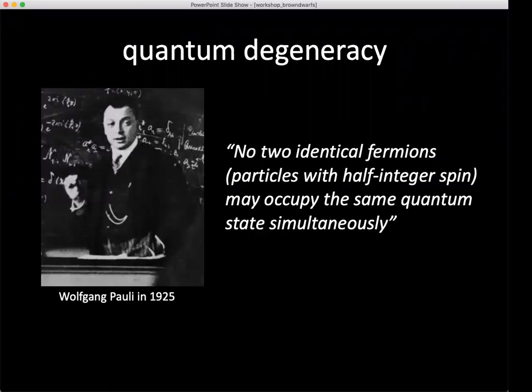This is what Melina was mentioning earlier about electron degeneracy pressure, quantum degeneracy. This comes from quantum mechanics. This is a quote from Wolfgang Pauli back in 1925, or so 100 years ago from now: No two identical fermions, particles with half integer spin, may occupy the same quantum state simultaneously. Now that's a lot of jargon, so let's unpack that a little bit. Fermions, particles with half integer spin. Again, for the physics majors, what's an example of a fermion?